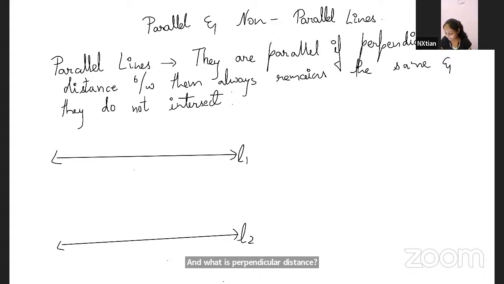I am drawing a line in red. This distance between them is known as the perpendicular distance. It remains the same no matter how much we extend both the lines. The line in red that I have marked is the perpendicular distance, and this will remain the same. Parallel lines can be like this, or they can be like this also.